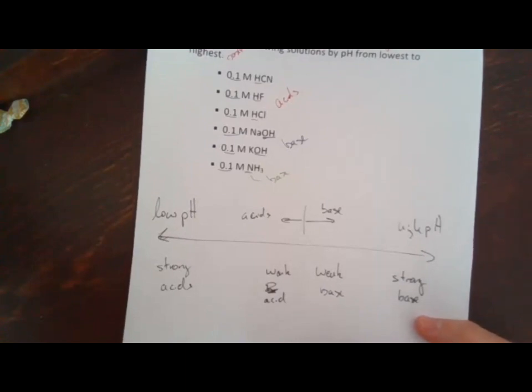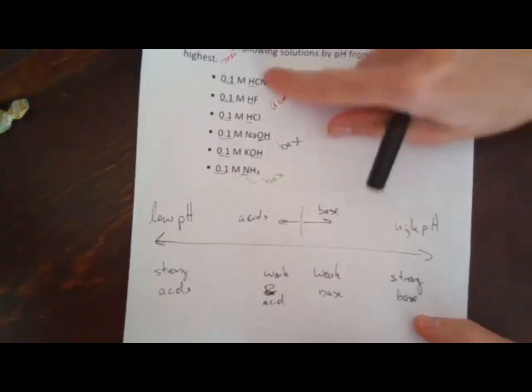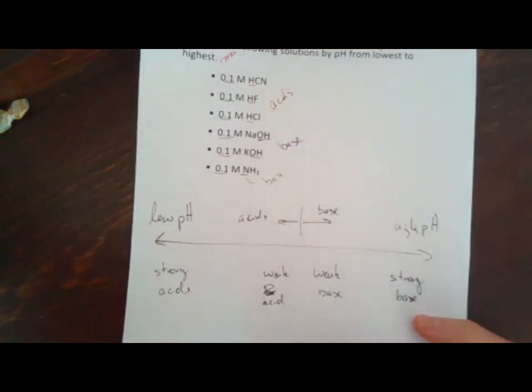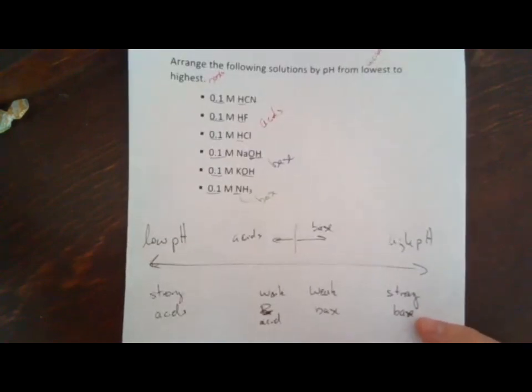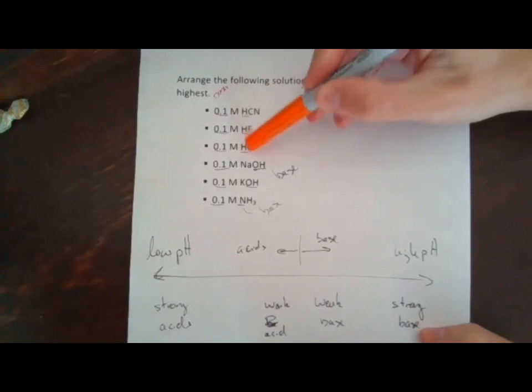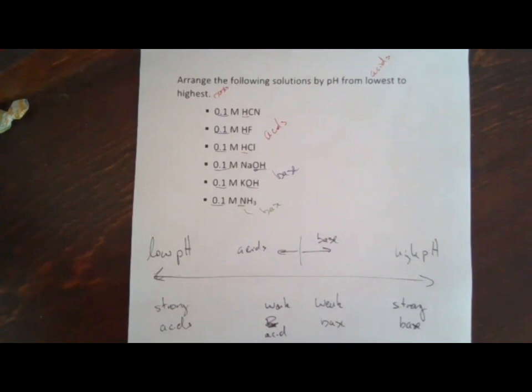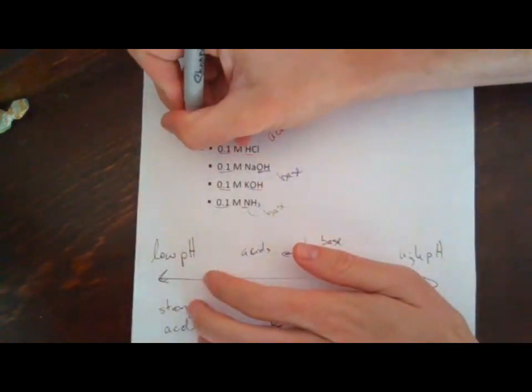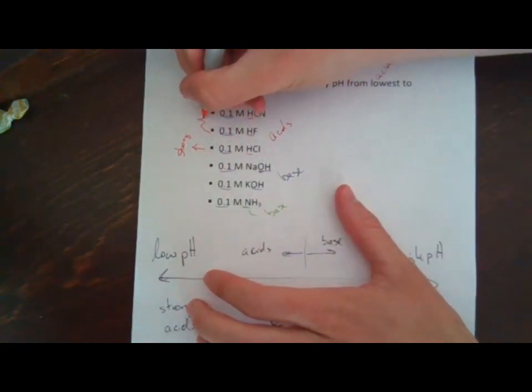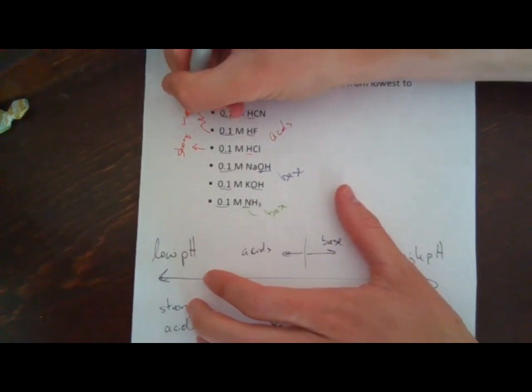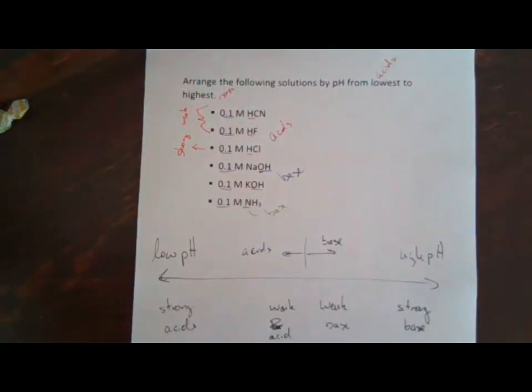So one of the things that we want to look at is we already identified each of our substances. We can classify acids and bases. So the question is, which ones are going to be strong and which ones are going to be weak? If we look at our acid list, we have HCN, HF, HCl. Identifying strong acids is just looking at the list of the 6 strong acids. HCl is on there. That's strong. HF and HCN are not on the list, so those are weak.